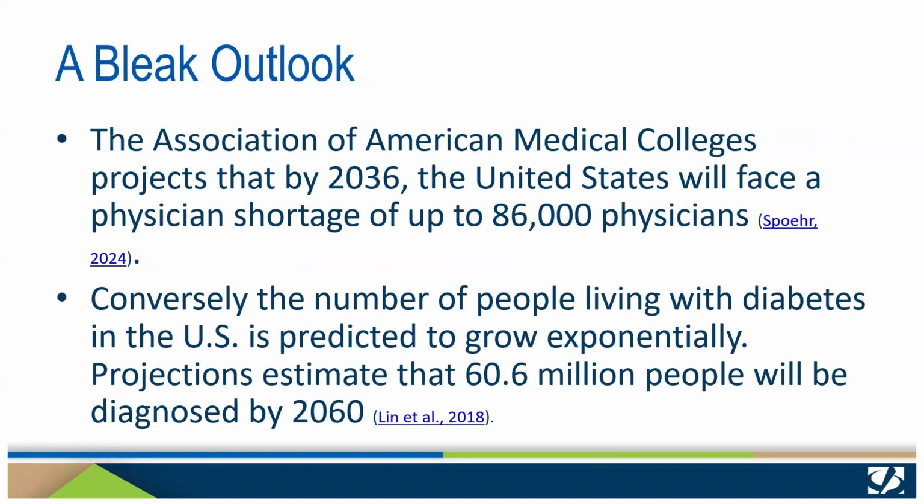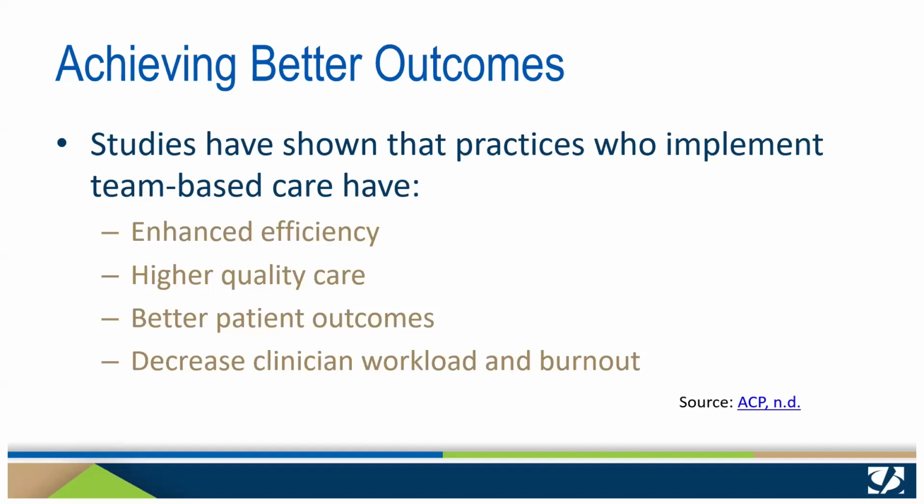The latest projections show that by 2036, the US will be short approximately 86,000 physicians. But in the meantime, we are only projected to have more and more people living with diabetes, with a staggering 60.6 million people estimated to be diagnosed with diabetes by the year 2060. However, for practices who practice team-based care, they tend to have better outcomes.